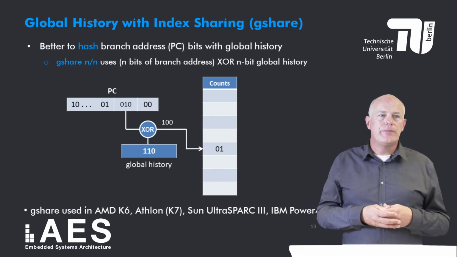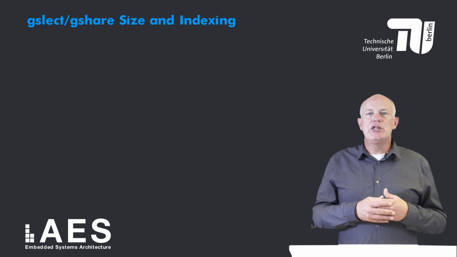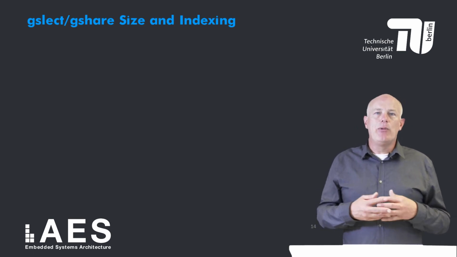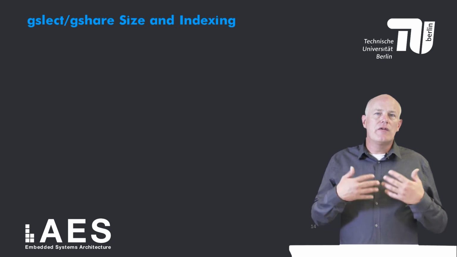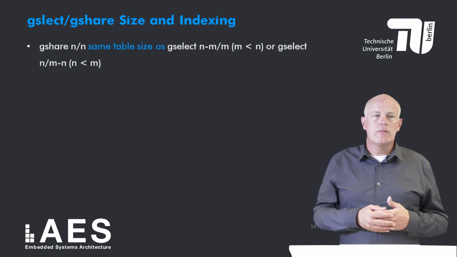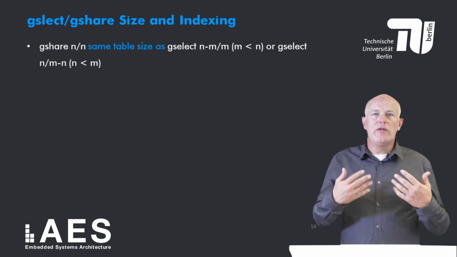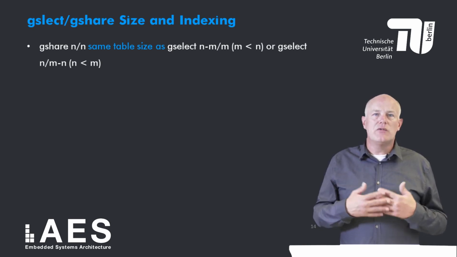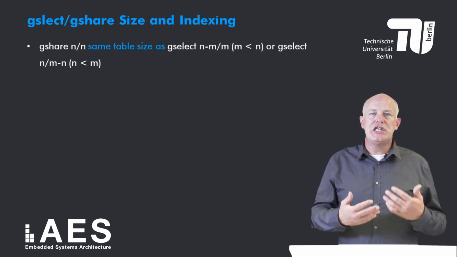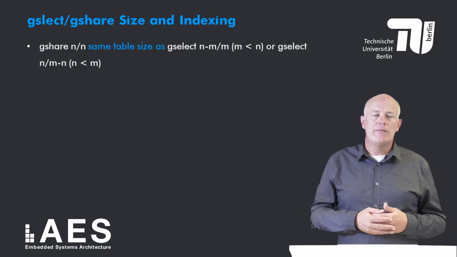Gshare has been shown to be a very effective branch prediction scheme, and it has been employed in many processors. For example, the AMD K6 and K7, the Sun UltraSPARC 3, the IBM Power 4 processor, etc. I complete this lesson with a few words about the table size of gselect and gshare, and with an example in which gselect and gshare use different indices.